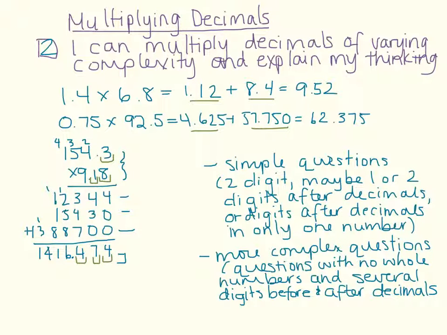In a 2-level question, I do still expect a variety of examples, some of which can be simple questions, 2 digits, maybe 1 or 2 digits after decimals, something like this.